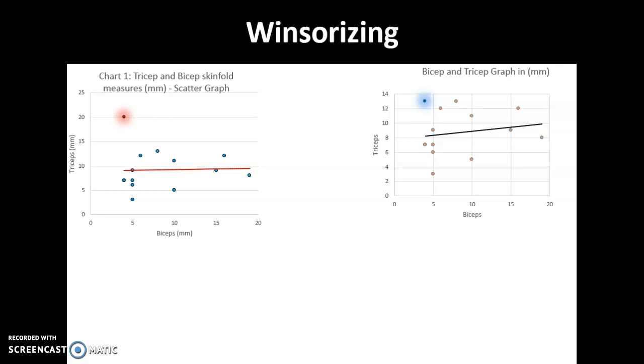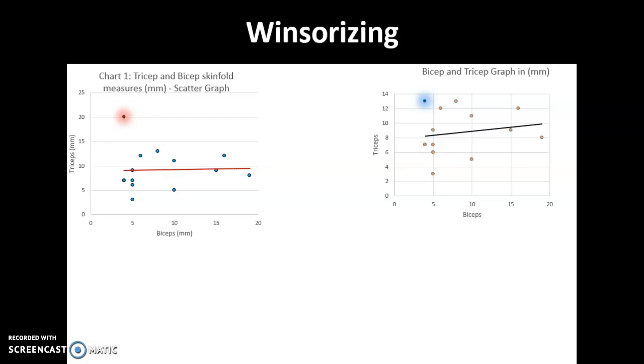Winsorizing. Winsorizing is where you change the value to make it fit your data. As you can see, I've got my value of 20 on my left graph here. I then change that value to 13. I change that value because it helps the data set and doesn't impact other things such as the range, the mode, the median. Winsorizing is a useful way of ensuring that your data stays accurate but also true.